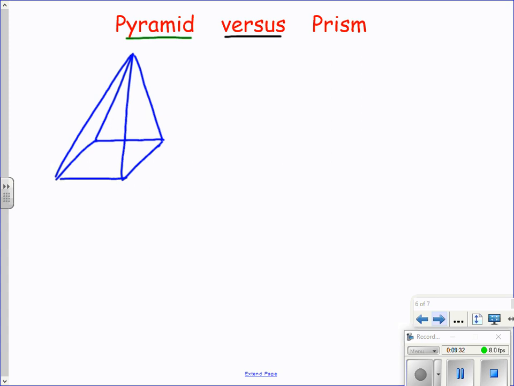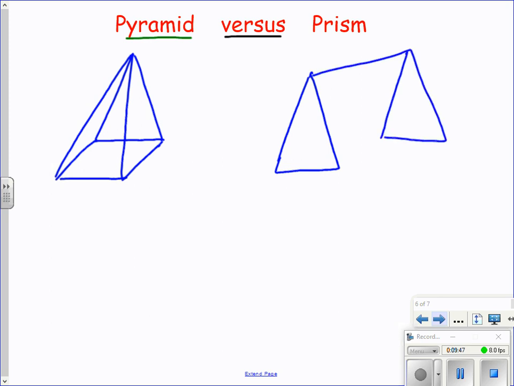A prism is different. A prism, let's say we had a triangular prism, is a triangle in the front, and it's a triangle in the back as well. It stays a triangle from front to back. So that is a prism. It's triangular throughout. This is a pyramid, which goes up to a point.